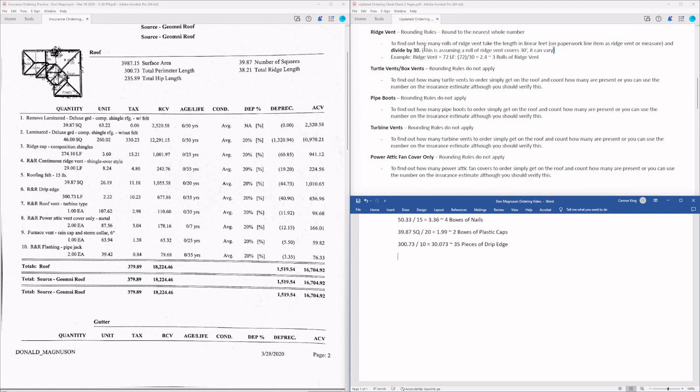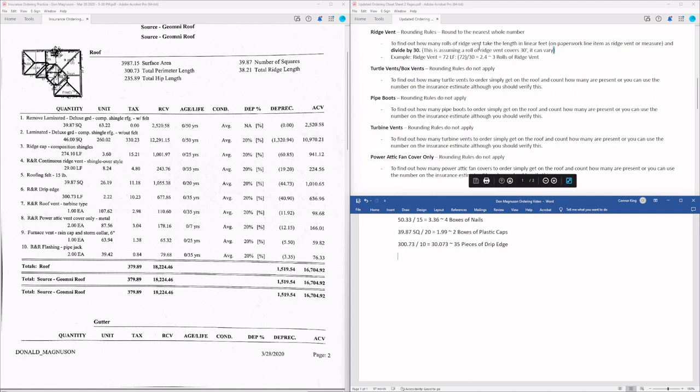The only type of roof ventilation that you're going to need to do any calculations for is the ridge vent. The other types of roof ventilation you can either count by getting up on the roof, or in this case, since we aren't able to get on the roof and we just have a copy of the insurance estimate, we're going to use the numbers that they gave us. So first, let's do ridge vent.